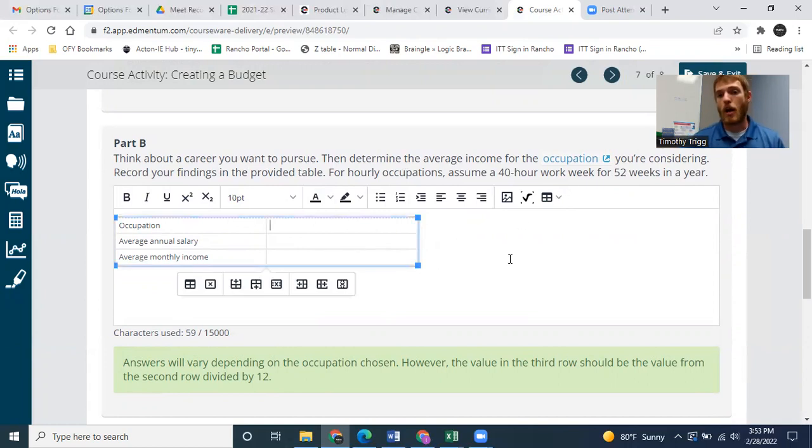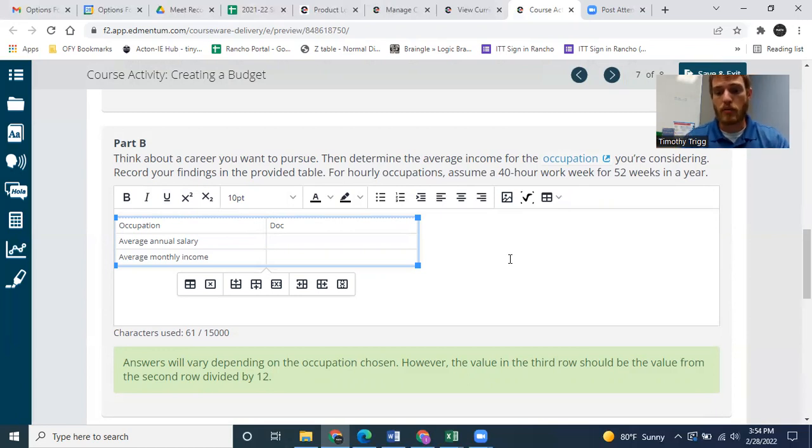So you have to look up an occupation that you're interested in, okay? But I'm just going to pretend, I'm just going to make one up, okay? So I'm just going to say a doctor, okay? I encourage you to pick your own occupation that you are interested in pursuing.